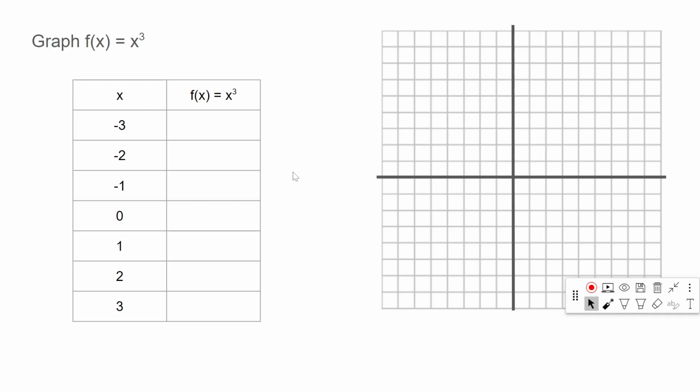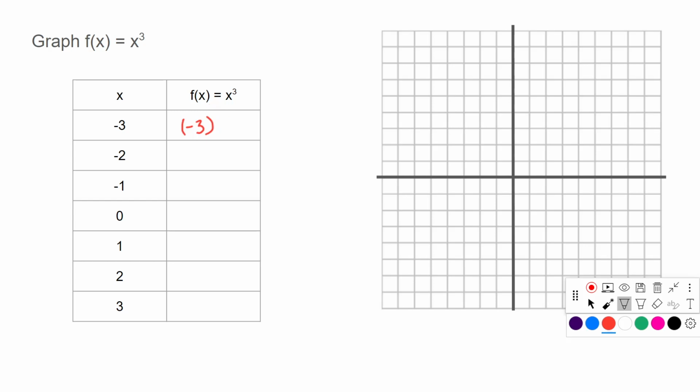So we're going to start with the parent function of f of x equals x cubed. And we're going to create a table of values to do this. So I've already selected some x values for us to use, and we're going to take each of these x values and cube them.